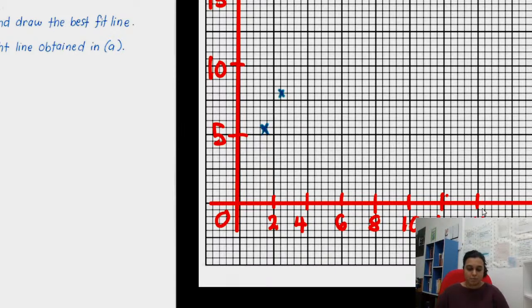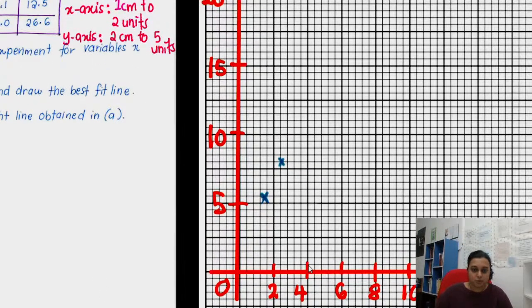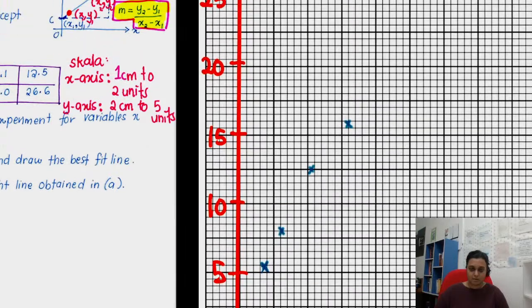Next one, 4.2 and 12.5. 10.5, 11, 11.5, 12, 12.5. So here. Next one, 6.3 and 15.9. 6.3, 15.9. Here. Next one, 9.1 and 21.0.